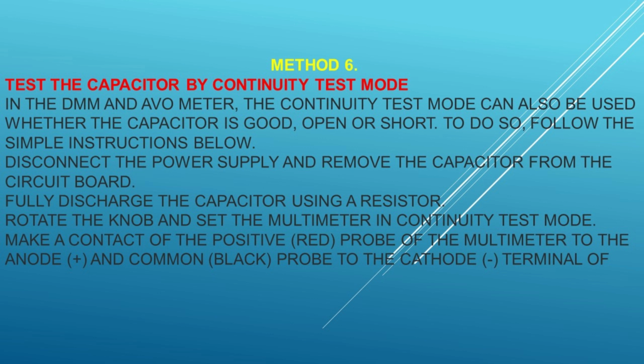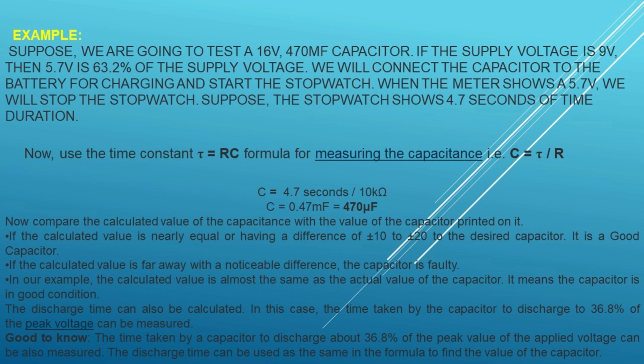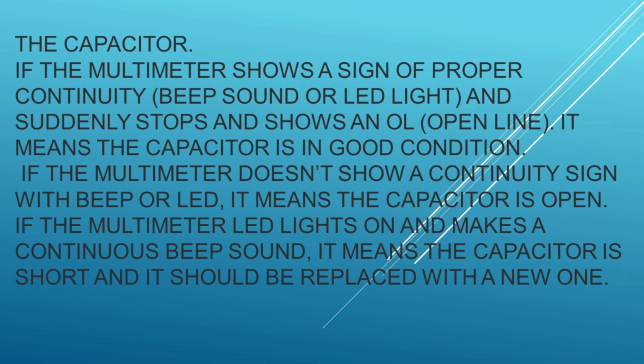In brief, the time taken by a capacitor to charge to about 63.2% of the applied voltage through a known value of resistor is called the time constant of the capacitor, tau, also known as the RC time constant, and can be calculated via tau equals R times C, where R equals the value of the known resistor in ohms, C equals the value of capacitance, and tau equals the time constant.